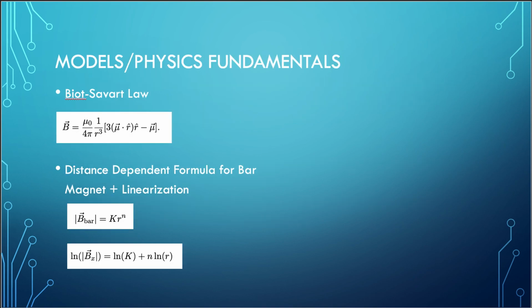The main physics fundamentals used in this lab are the Biot-Savart law, which is shown right here. This was used in a computational model to calculate the magnetic field. It's basically used to express a magnetic field, with r being the observation vector and mu being the magnetic dipole moment. And then this right here is the distance-dependent formula for the bar magnet, and this is just a linearization of it to be able to put it into a graph. And then this one just is to express the magnetic field's magnitude.